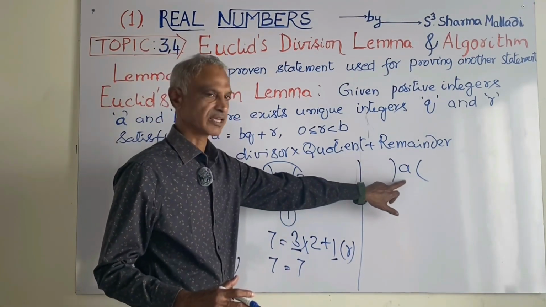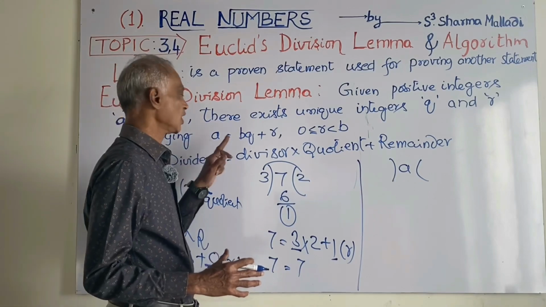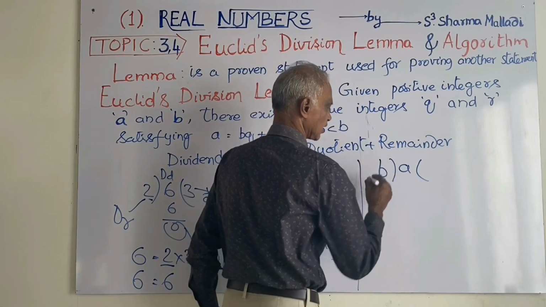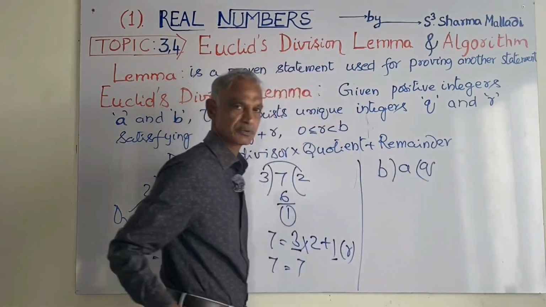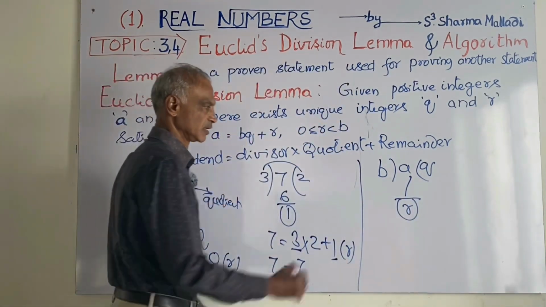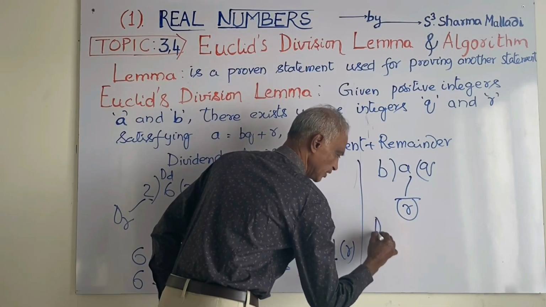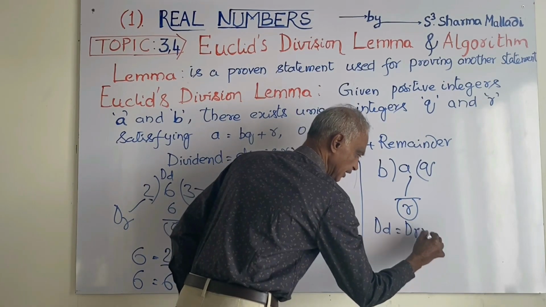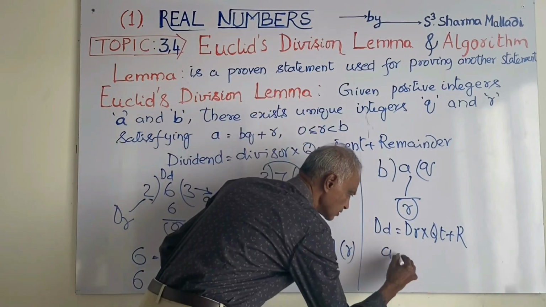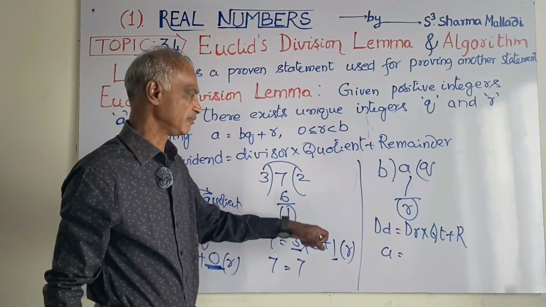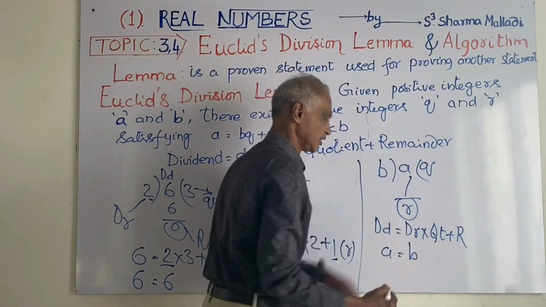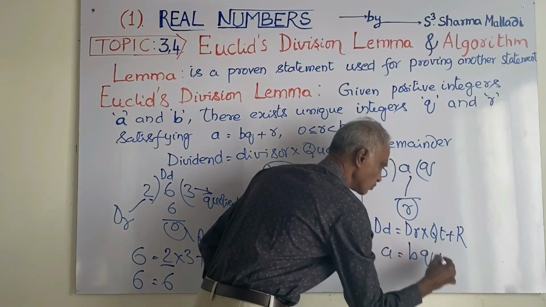Here dividend is a, and we are dividing it with b. Divisor is b. What is the quotient you are getting? q is the quotient, and you are getting the remainder as r. You observe, a, the dividend, is equal to divisor into quotient plus remainder. What is dividend here? a is the dividend. What is the divisor here? b. And what is the quotient here? Quotient is q, plus what is the remainder? r.